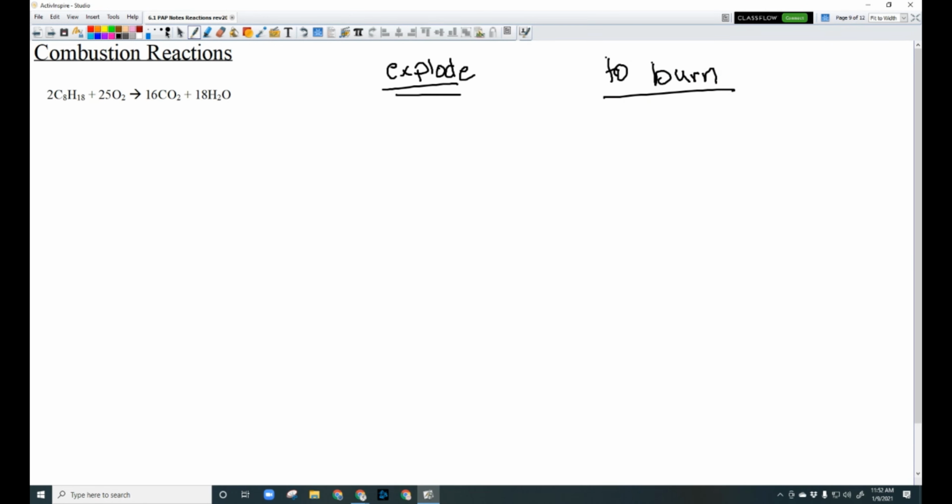In a combustion reaction, we usually start with what's called a hydrocarbon, and a hydrocarbon is just carbon combined with hydrogen. This molecule here is carbon and hydrogen, so it's a hydrocarbon. We're going to combine that with oxygen and add a spark or some kind of heat source, and it's going to react and will always produce carbon dioxide and water.